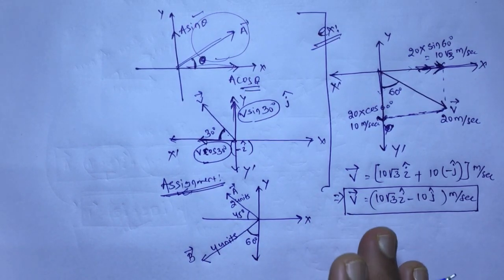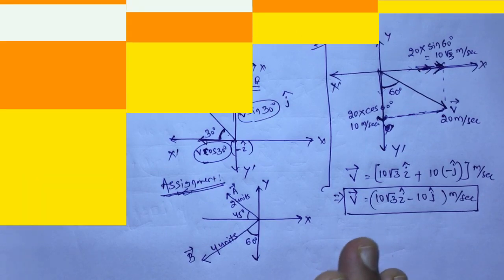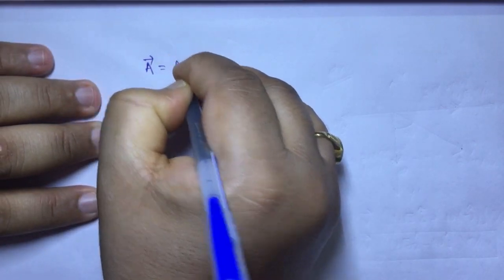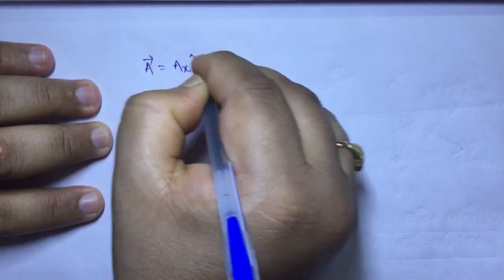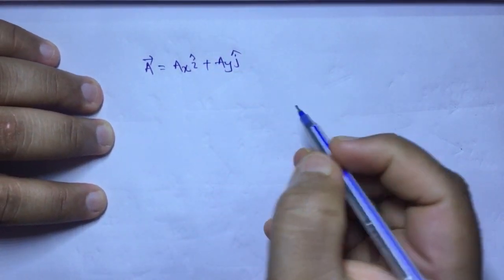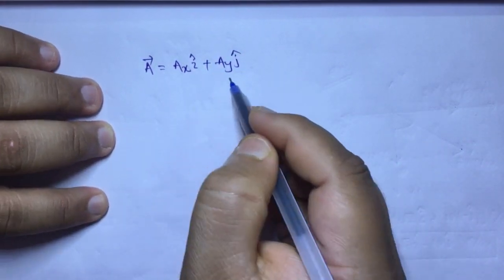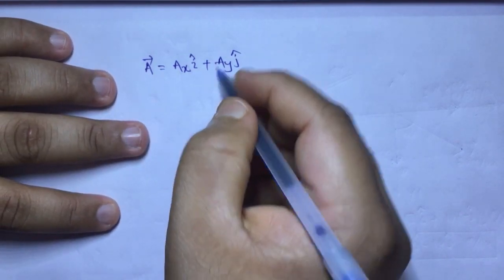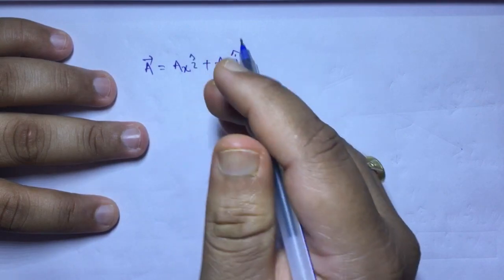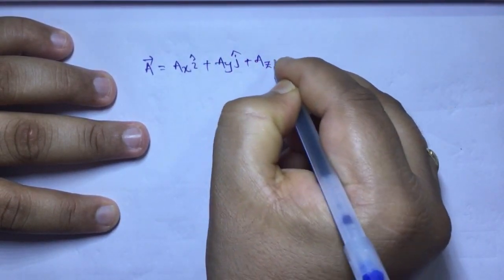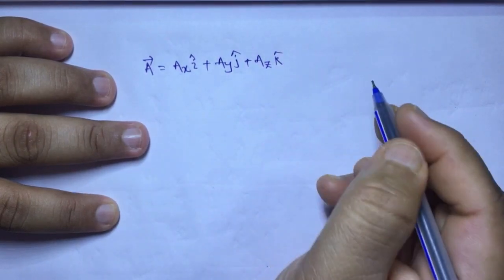Okay. Now let us come to the next point. What have we learned till now? A vector can be written as ax I cap plus ay j cap, where ax and ay values we can find. But this is for 2 dimension. If you write it for 3 dimension, then obviously it will have another component, az k cap.